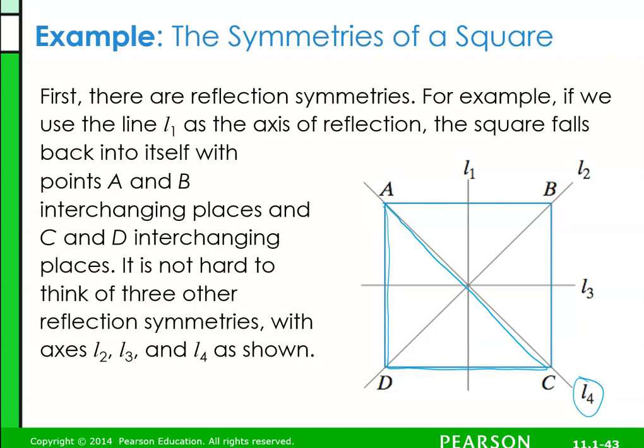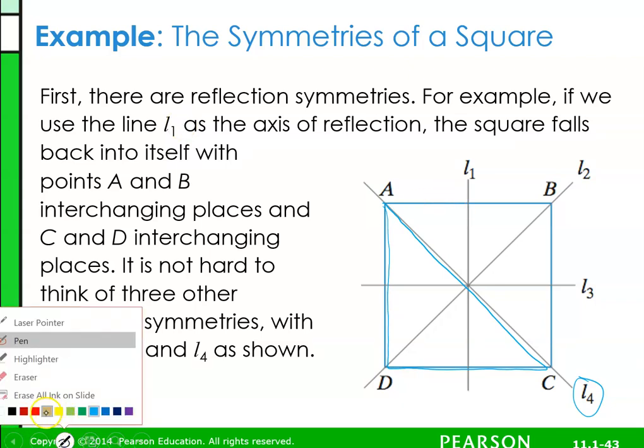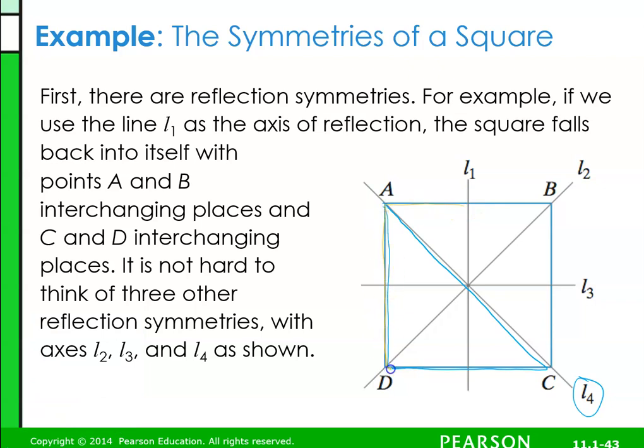Now notice it does interchange points. What it's talking about in this example is the line L1. If I reflect this portion of the square over, points A and B are going to interchange places, and points C and D are going to interchange places. So that's what it's referring to. But again, the image is exactly the same.